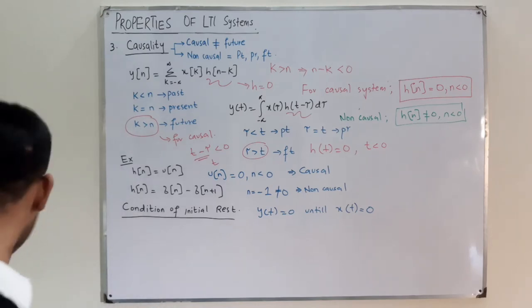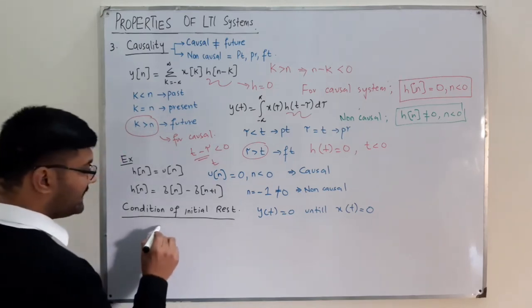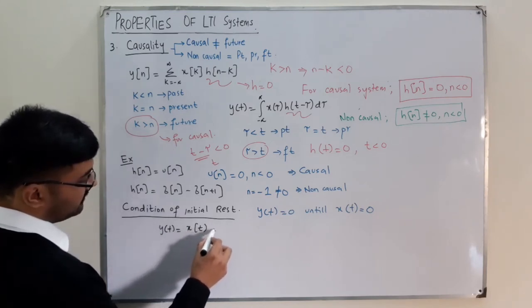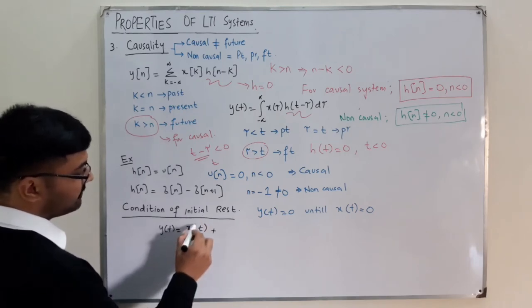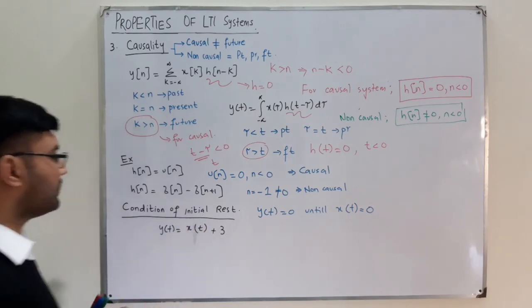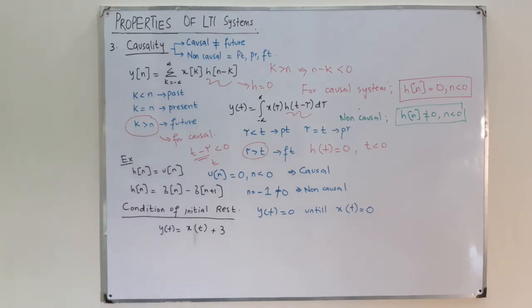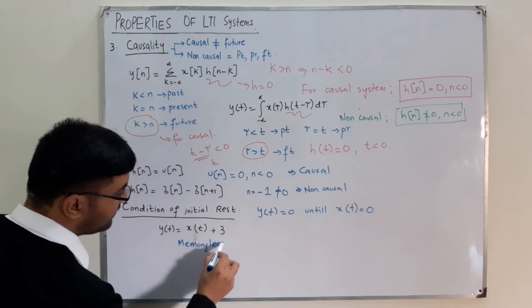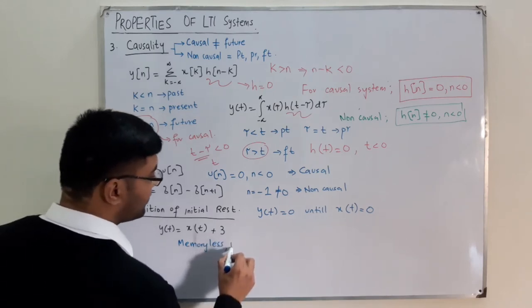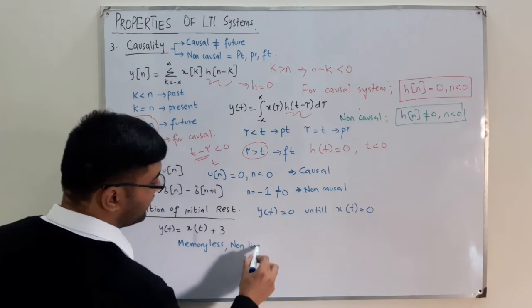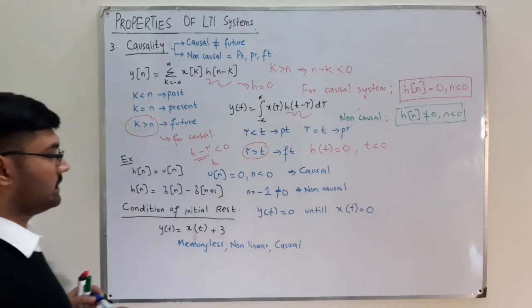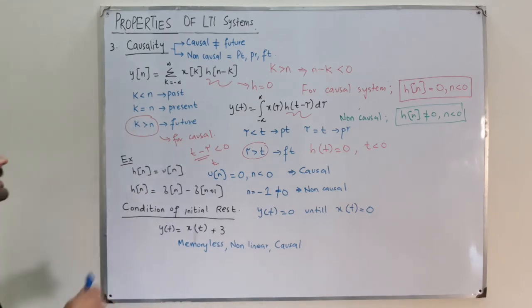But let's say we have an example where y of t is x of t plus some value, let's say 3. Have a look. From the previous definition, we know now that this is a memory-less system. And we also know that this is a non-linear system. And we also know that this is a causal system.